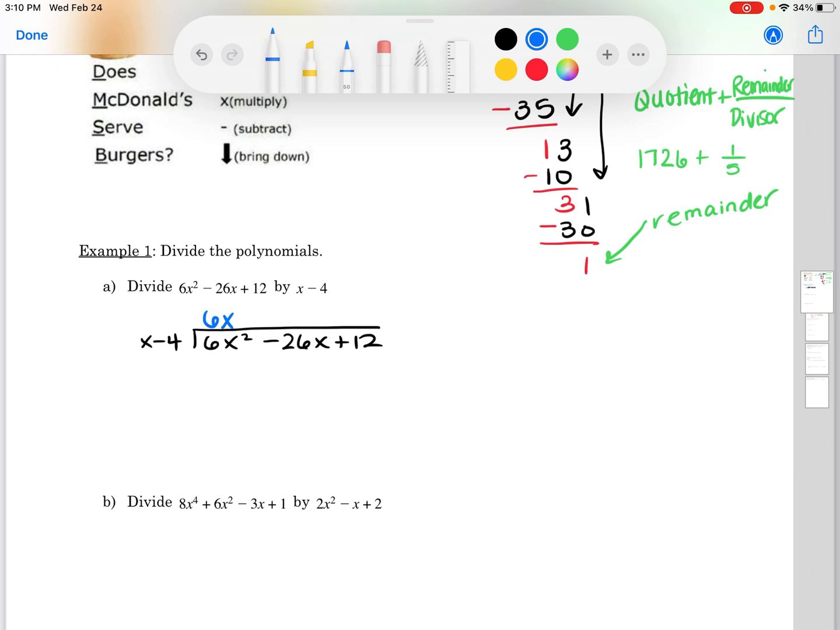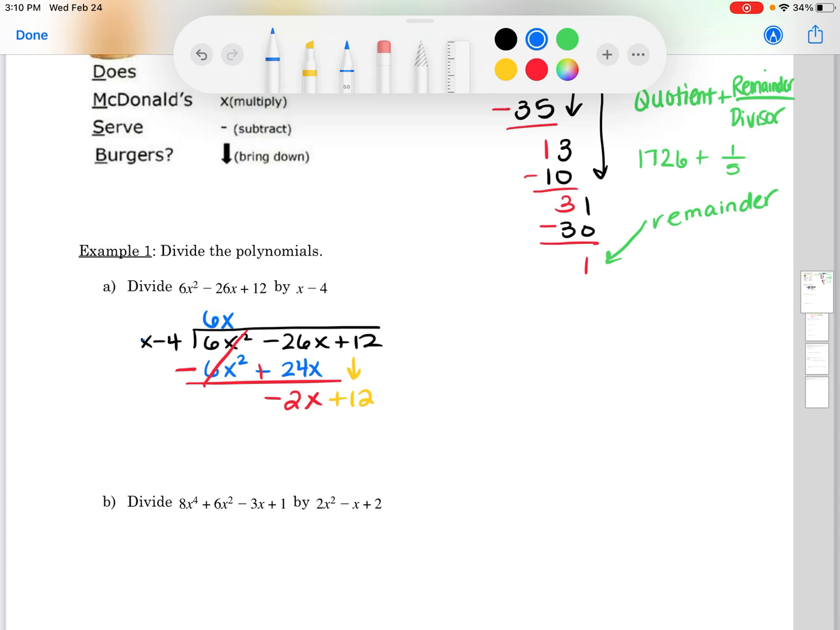Now I'm going to multiply. So I'm really distributing 6x to the x and the minus 4. That's going to give us 6x squared. Good, that'll cancel. And that's a minus 24x. Okay. So I divided, I wrote it, I multiplied. The next thing I'm going to do is subtract. But I'm subtracting the entire blue part there. So when I subtract, signs change. The 6x squareds cancel. That gives me a negative 2x over here. Then I'm going to bring down that plus 12, and I'm going to do it all over again.